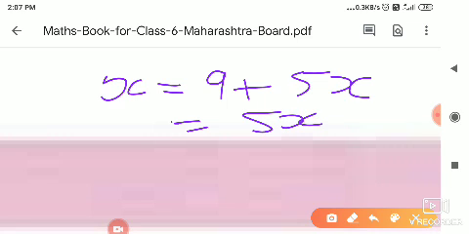5x plus, this x is here, but the sign is not there. Which sign is there here? Negative sign. Okay, so minus x, and this 9 will go here as positive. From this, what we are understanding is that if we have to change the side of numbers from RHS to LHS, or LHS to RHS, we have to change its sign.